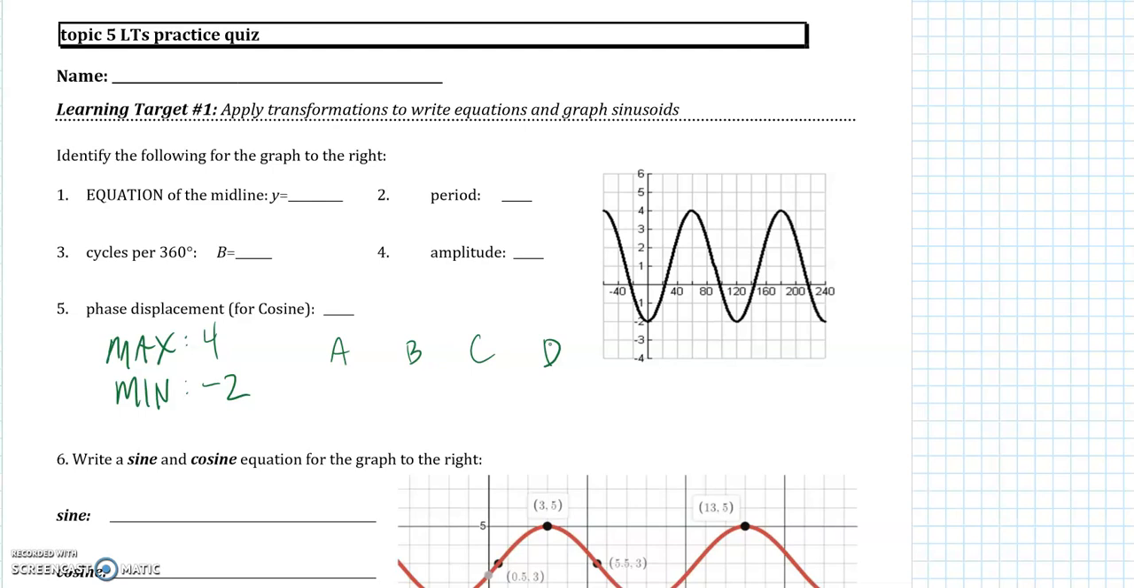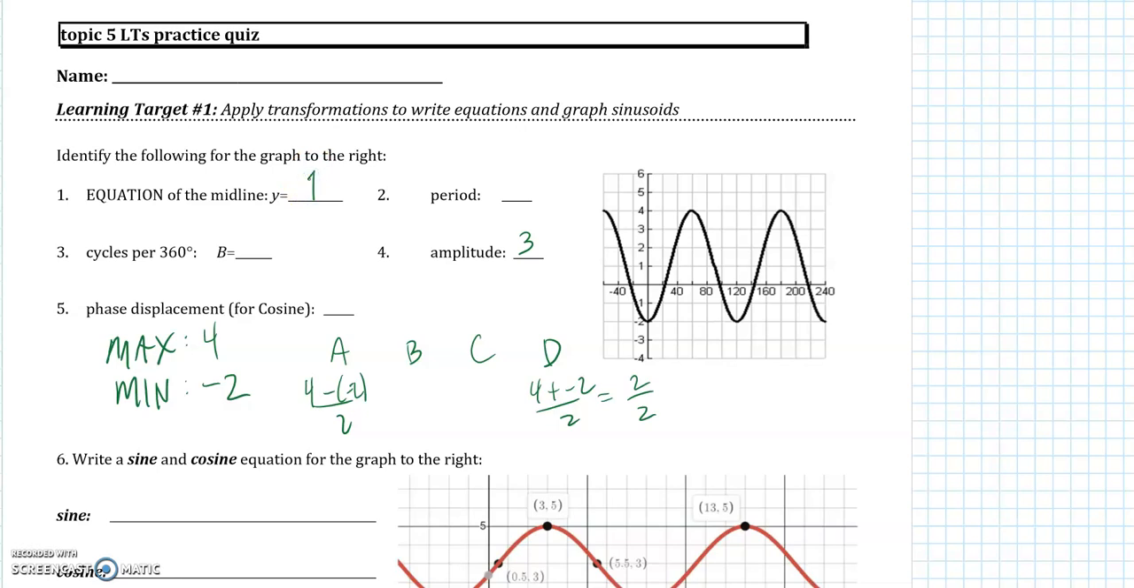So amplitude is max minus min divided by 2. That's 6 divided by 2. Amplitude is 3. The equation of the midline is max plus min divided by 2. And that's 2 divided by 2. That's y equals 1.